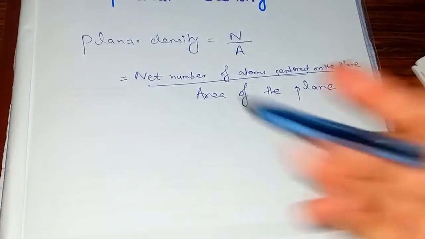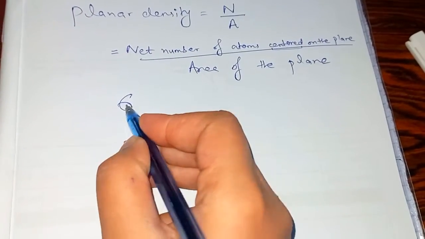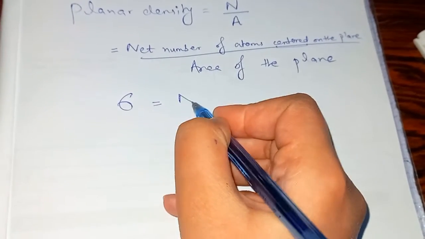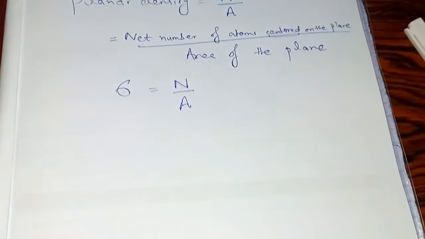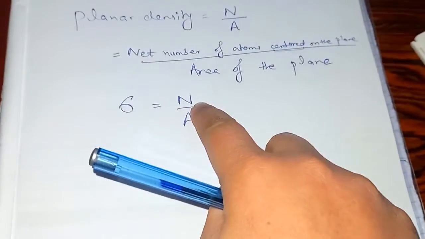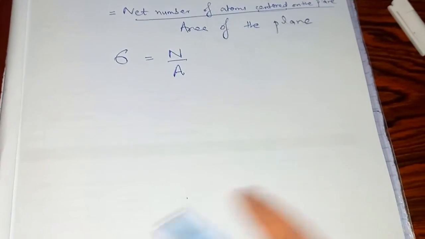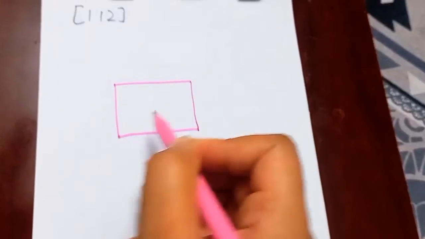This is the formula that we are going to use, and I'm going to use this sigma sign to represent planar density, which is equal to capital N divided by A. Alright, let's draw the plane first, and then we'll calculate the area of the plane and then the number of atoms. Let me first draw the plane on the paper.